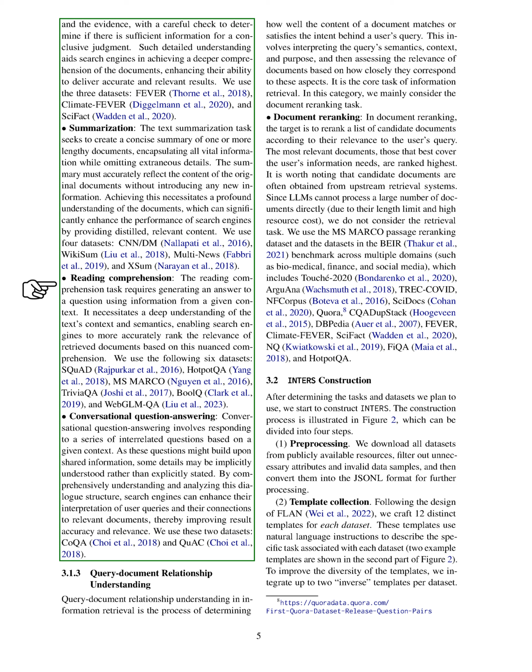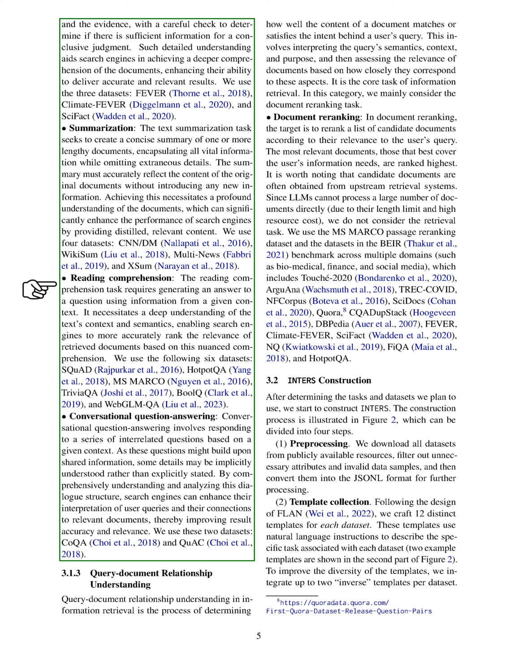2. Summarization. This task aims to create a brief summary of one or more lengthy documents, capturing all essential information while leaving out unnecessary details. The summary should accurately represent the content of the original documents without introducing any new information. This requires a deep understanding of the documents, which can significantly improve the performance of search engines by providing condensed, relevant content. We use 4 datasets for this task.